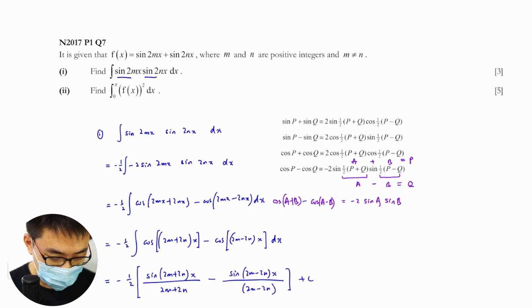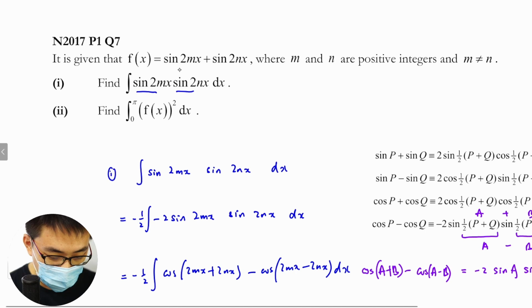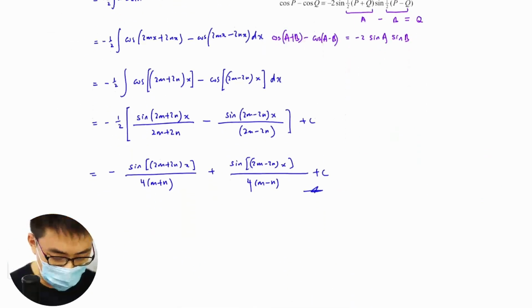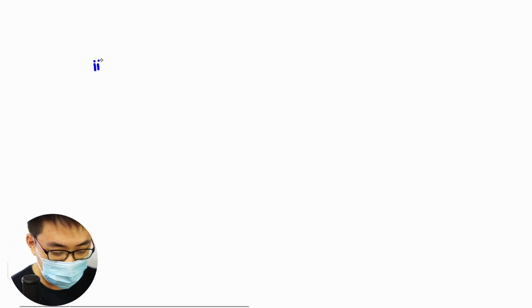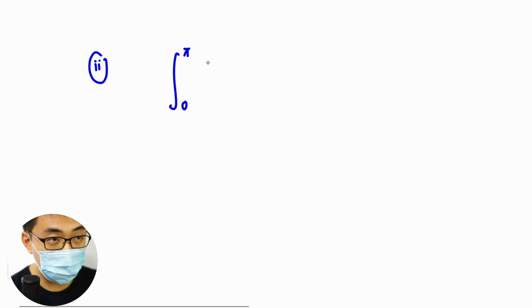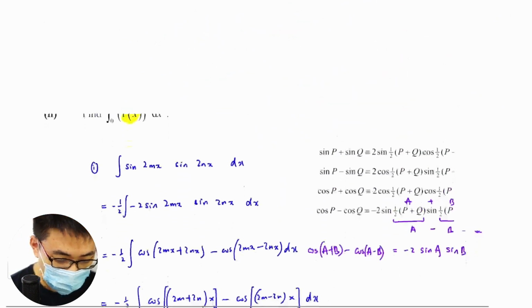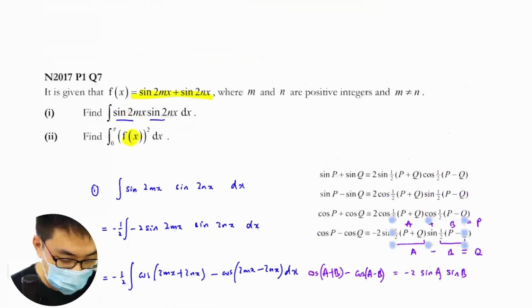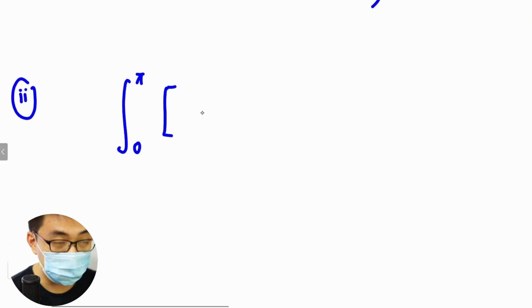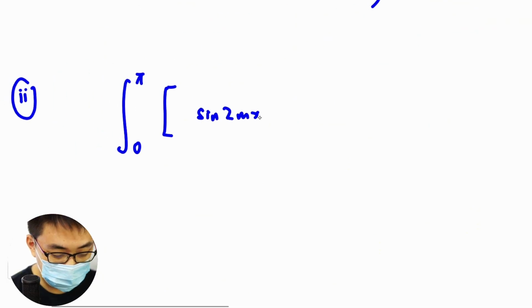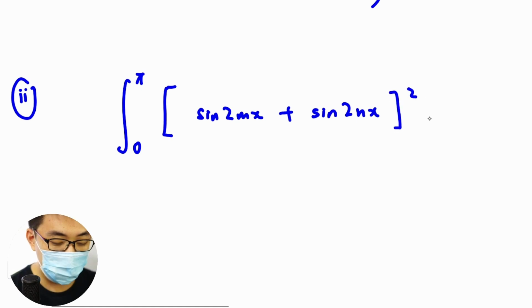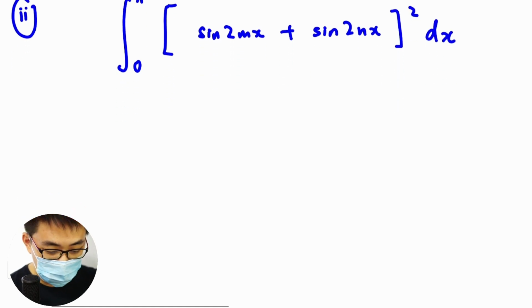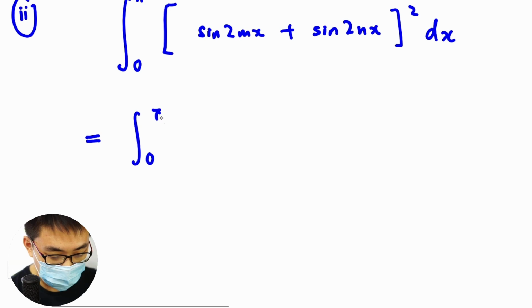There's the second part. Square, just sub everything in. Please redo these questions if you are stuck. After your lesson, just redo them, because it may seem easier. Just make sure you can do all this confidently before the exam. So sine 2mx plus sine 2nx, squared, dx. In this case, just expand it.